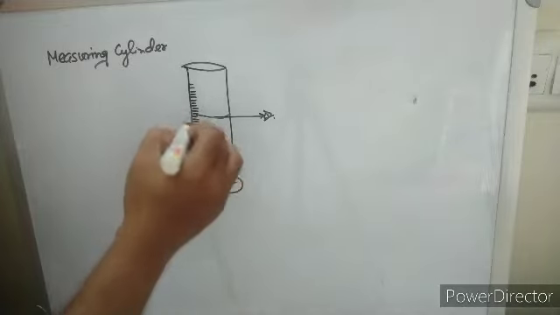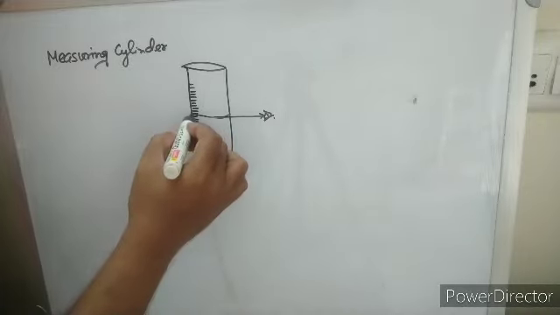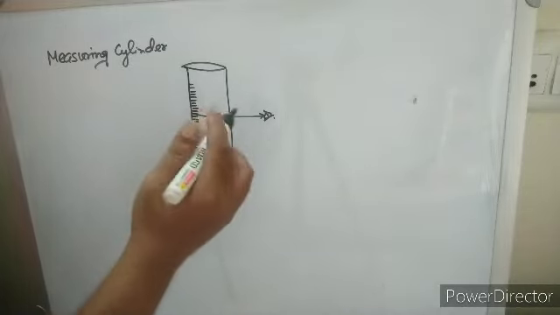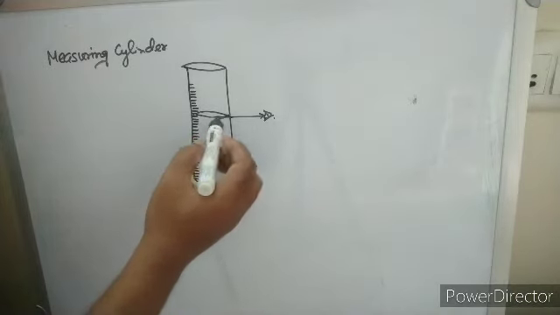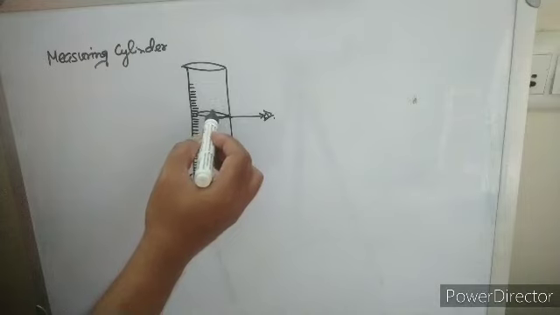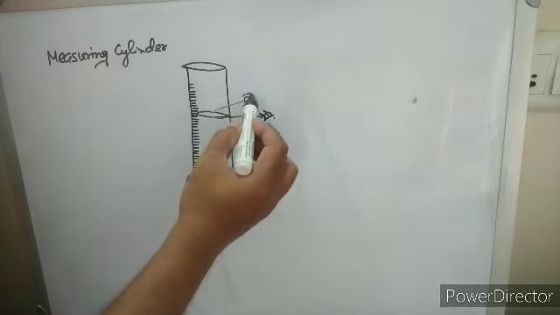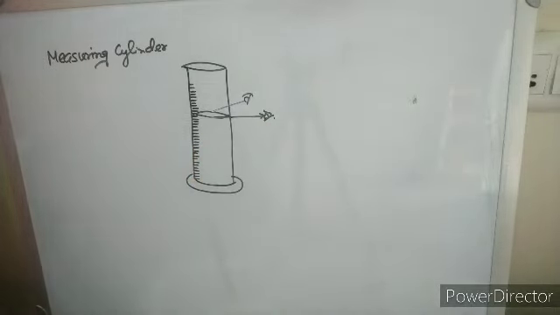If you are taking mercury inside of the cylinder, the upper surface of the mercury will show like that. So you take the measurement of that liquid.